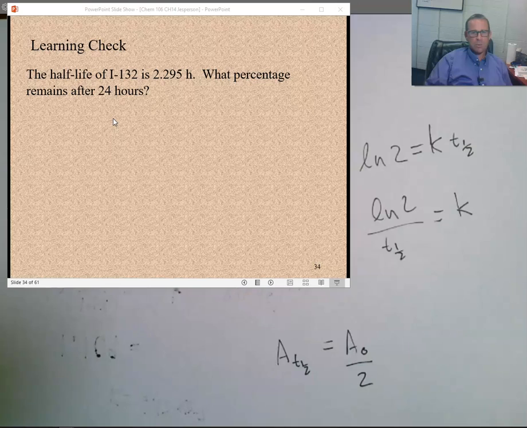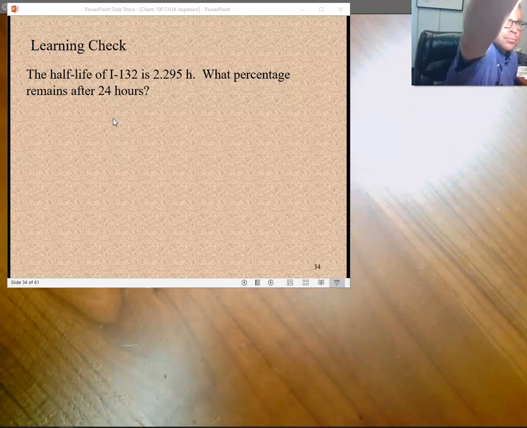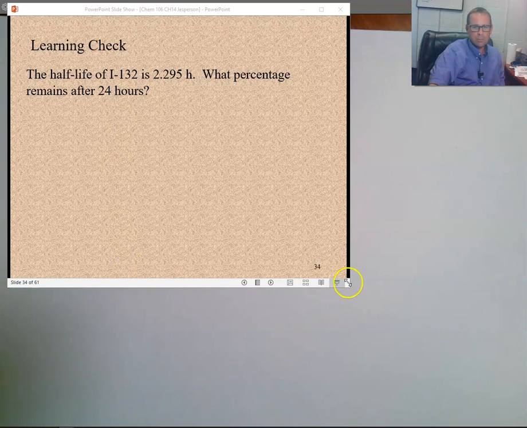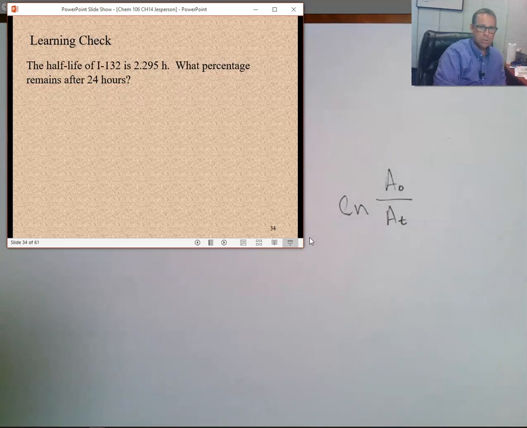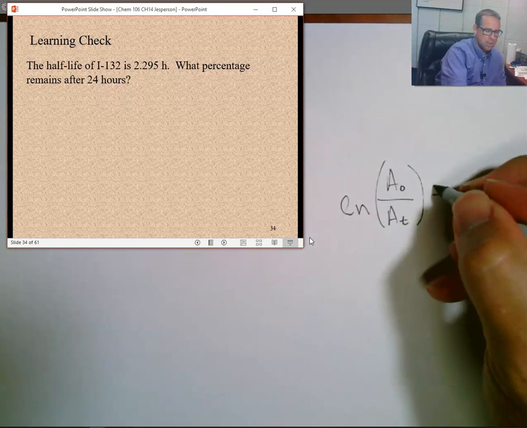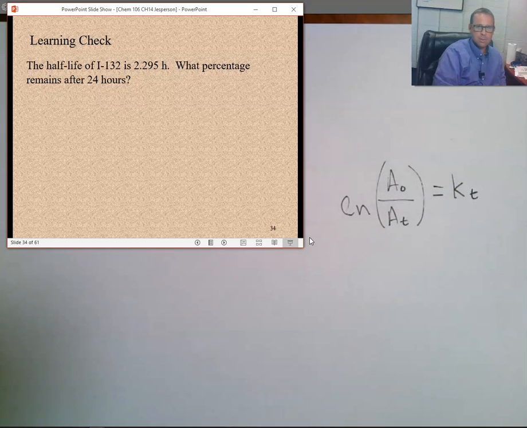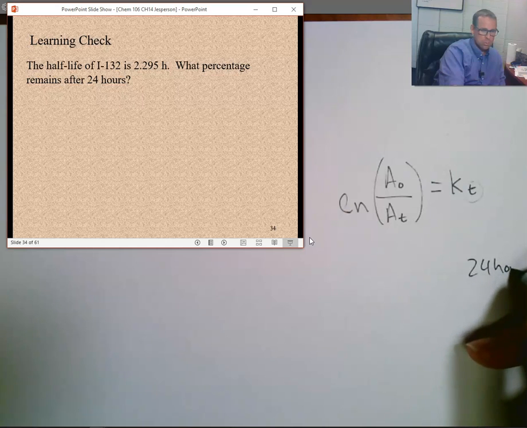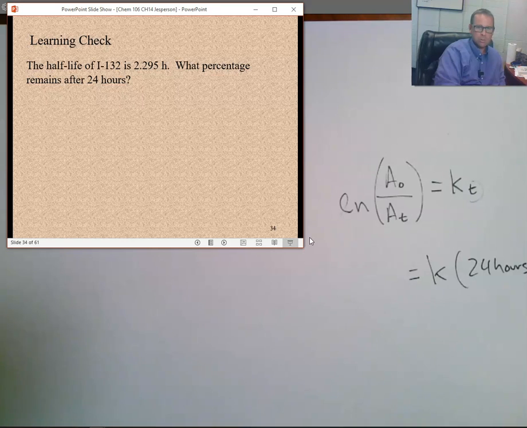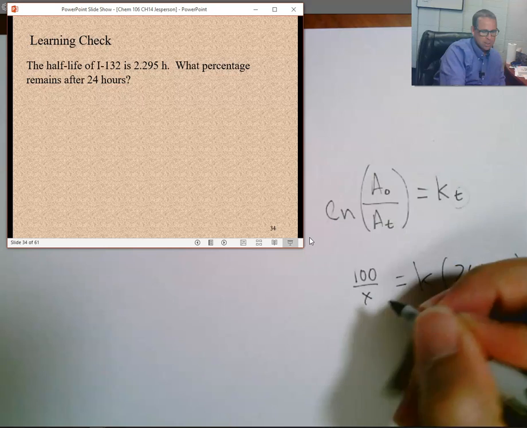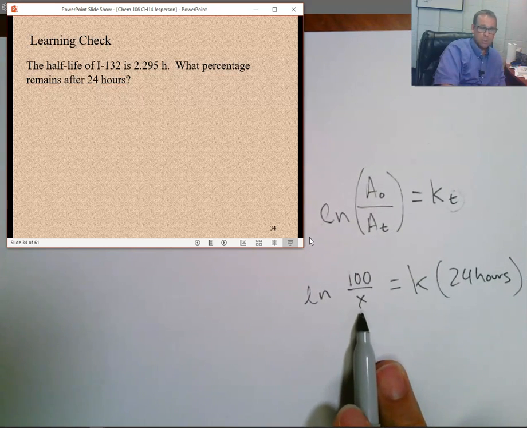All right. For this one here, we want to use our integrated rate law, where we say the natural log of our initial concentration over our concentration at time t is equal to K times t. And we have allowed the reaction to proceed for 24 hours. We want to know what percentage of our material remains. So if we said, for example, 100 over x, this would be the percentage of material that would remain. So we need to solve for our x.